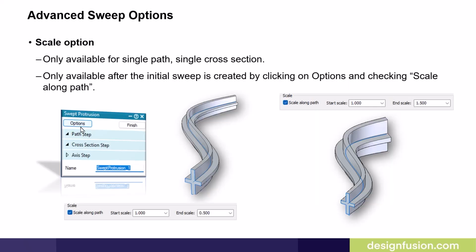Using the Scale option constructs a sweep feature by scaling the cross-section curve along the path curve. These options are available only for single path and cross-section sweeps after you select the path and cross-section curves. You can specify a scale value for each end of the feature.